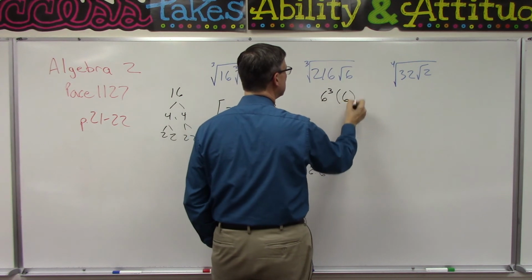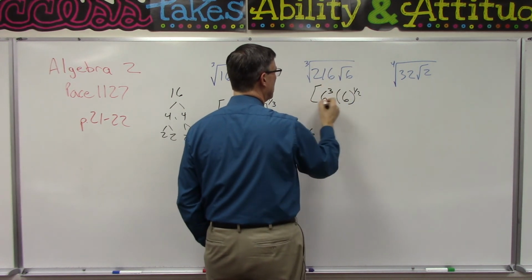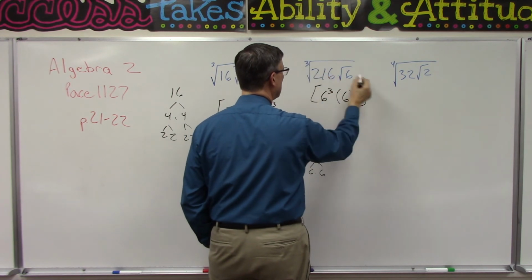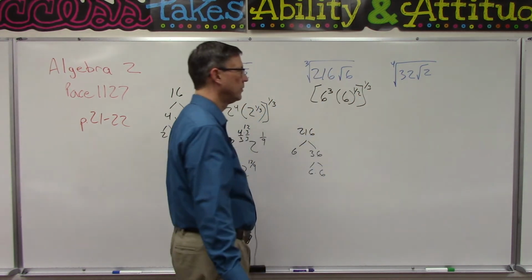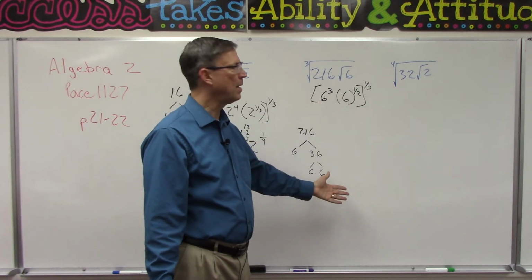And then this is 6 to the 1/2, because the index here is 2. Put square brackets, and now we can raise it to the 1/3. All right, see that? I'm not gonna go any further. You can take that and finish that problem.